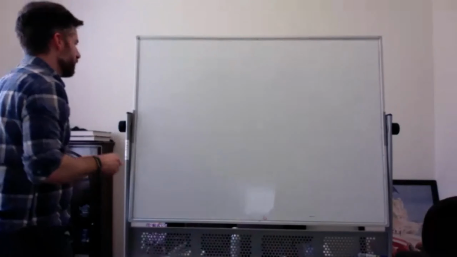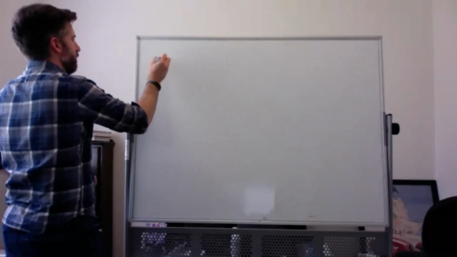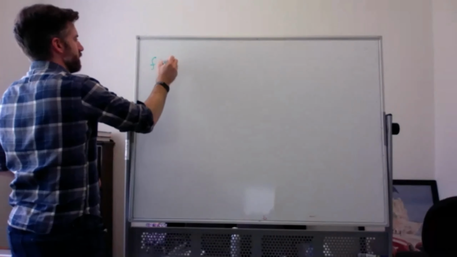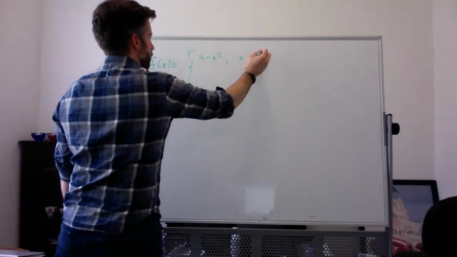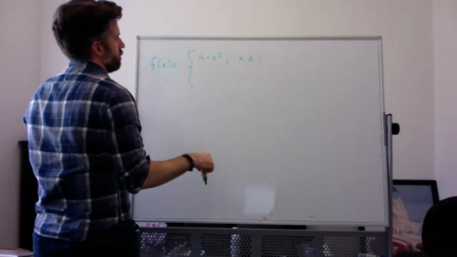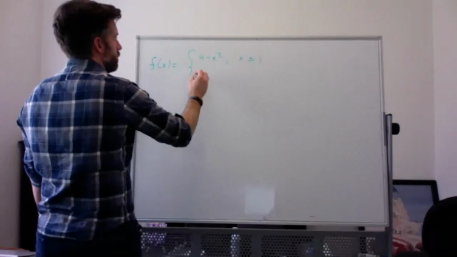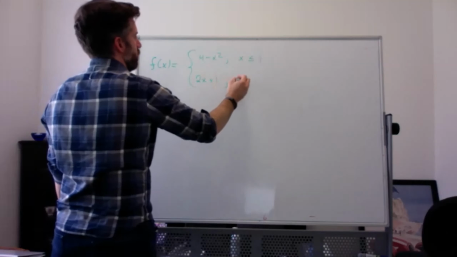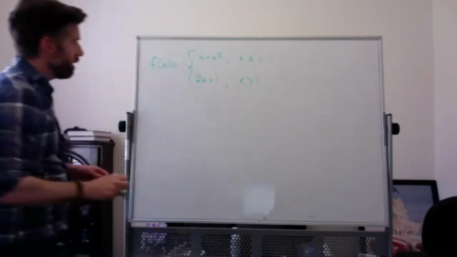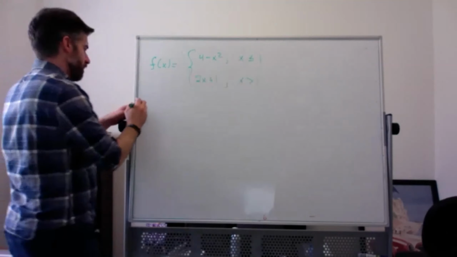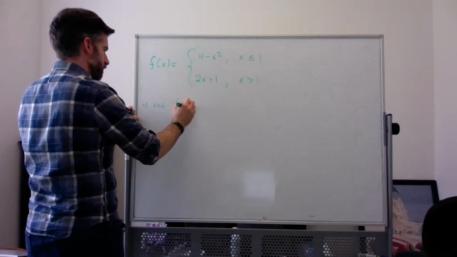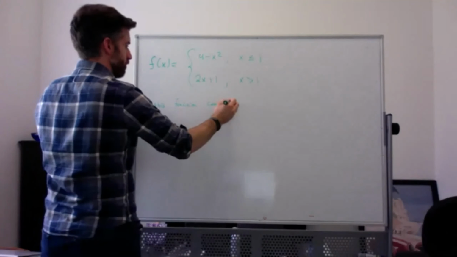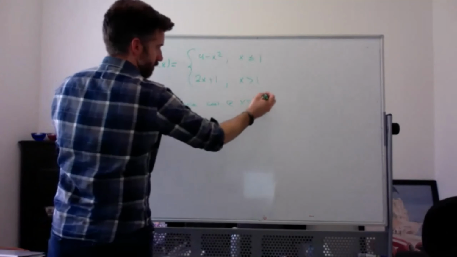But let's look at, say, this function. f of x equals, let's make it interesting, 4 minus x squared when x is less than or equal to 1, and, sure, 2x plus 1 when x is greater than 1. And the question I want to ask is, is this function continuous at x equal to 1?